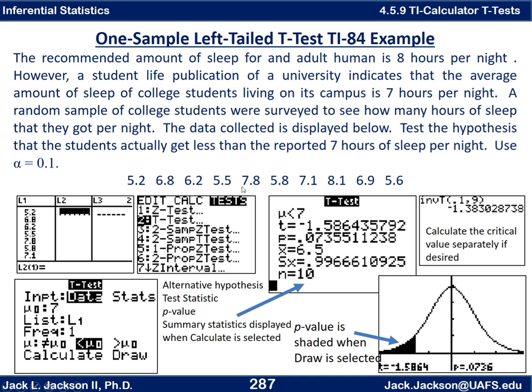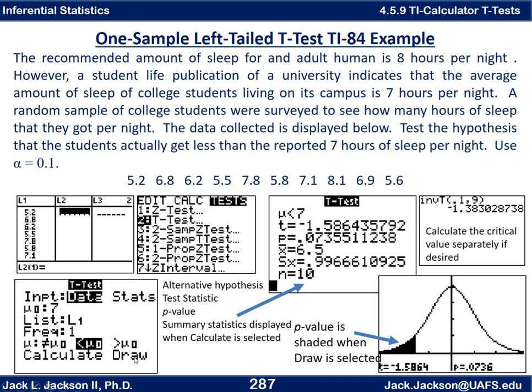And it tells me the t-value is negative 1.586, etc., the t-star test statistic. It tells me my p-value, the probability of getting a test statistic this extreme or more extreme, and then the standard deviation of the sample, and then the sample size. So it summarizes that.